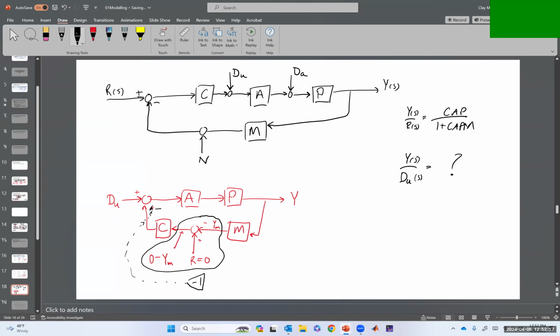Okay, I hesitate to call this rigorous, but this is the rigorous way of showing that we still get negative feedback. All right, and so now I hope the diagram is more clear that we get the forward path AP over 1 plus the forward path times the feedback path.